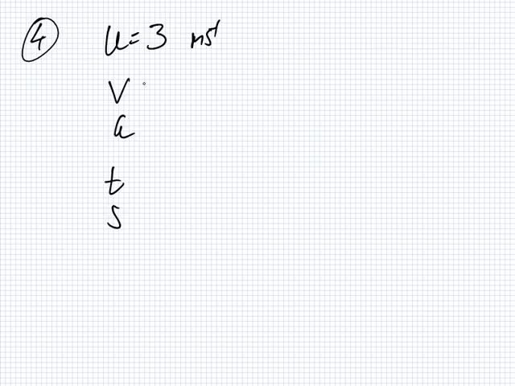Right, what's happening in 4? A person walking at 3 meters per second starts running and reaches 10 meters per second over a distance of 50 meters. What was their acceleration, and how long did it take? So, same old story, V squared equals U squared plus 2AS.